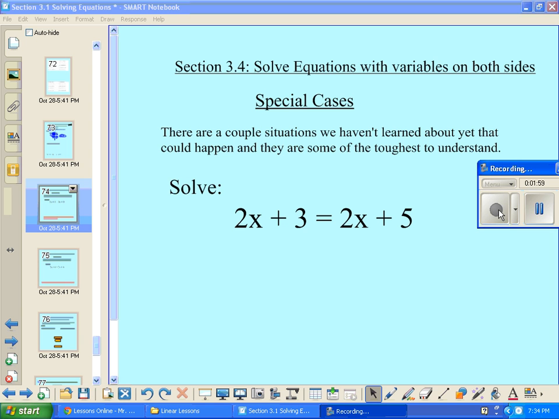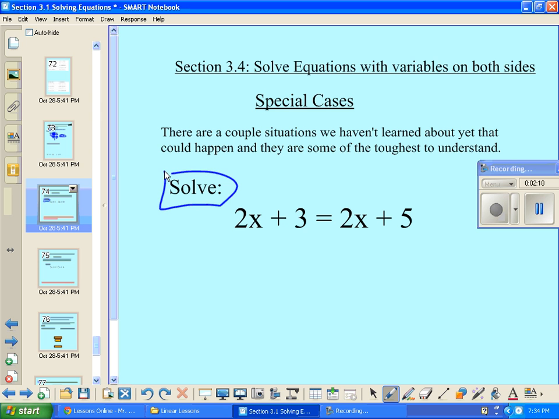So this problem right here that I've got on the board is an example of one of these special cases that I'm referring to. I'm saying special cases because it's just different than the answers we can usually get. As you'll see here, I'll talk about what I mean by special case as you see what the answer shows us.